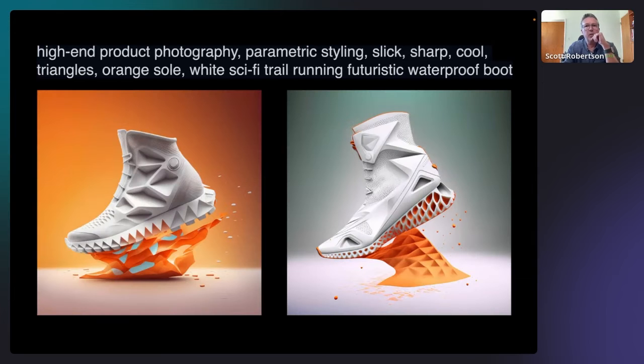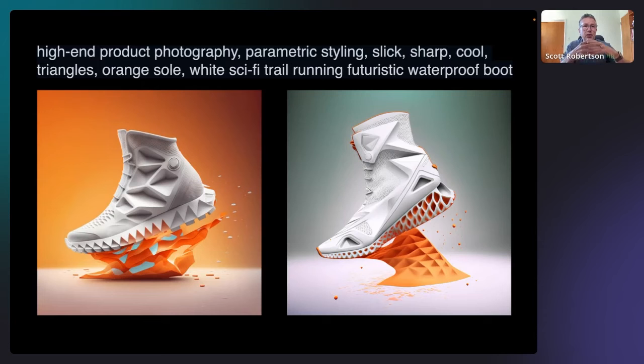And now we're here. The prompt is at the top. This is Midjourney version 4, which just came out this last weekend. There's my prompt: high-end product photography, parametric styling, slick, sharp, cool, triangles, orange sole, white sci-fi trail running, futuristic waterproof boot. Right. So the fun you have now, just like sketching, and when you ask the questions, this is where the questions of my traditional methodology come back into the present day AI tool set.